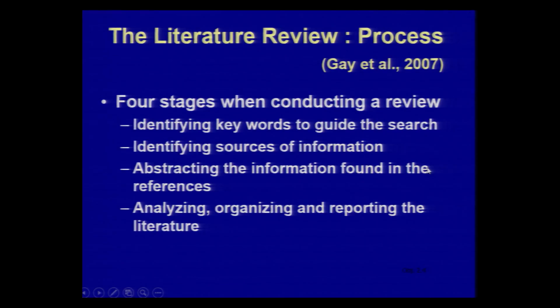And the third step in review of related literature is abstracting the information found in the references. So once you take up a study which you think is relevant to the research being undertaken, you try to go through the article and skim the relevant information, and prepare an abstract out of that information. So you are trying to analyze the information and organize it.